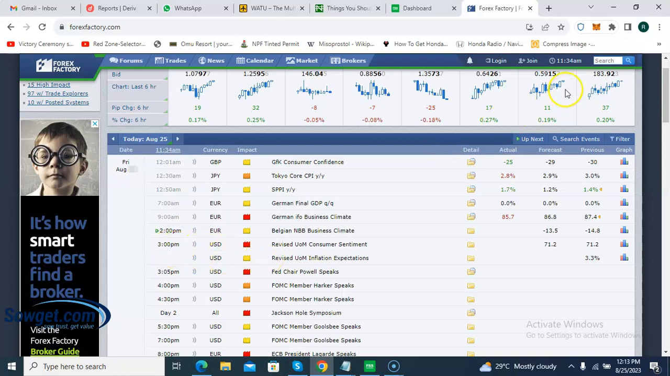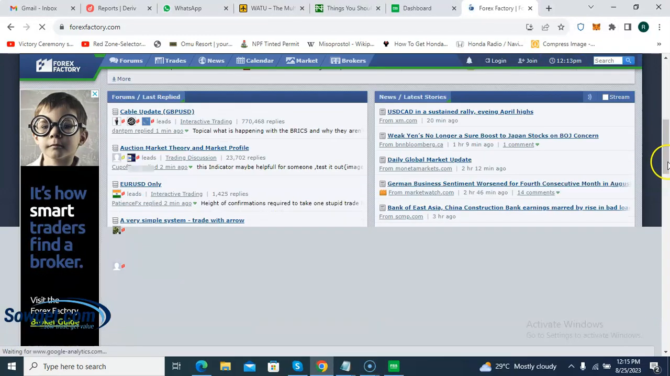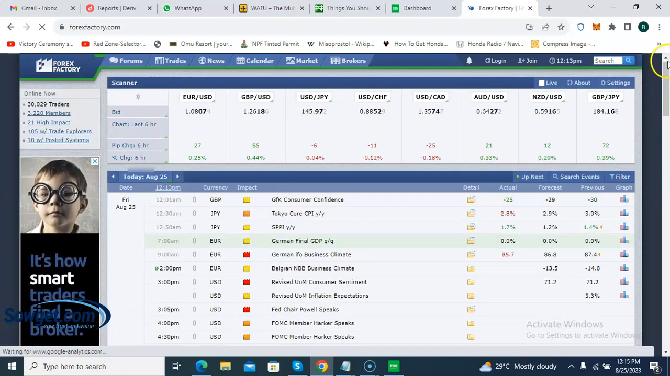So you want to adjust your Forex Factory to the time. If you click on the time on your Forex Factory, it's going to synchronize the time to that of your computer system. So if I just reload my Forex Factory here, you want to make sure you refresh your Forex Factory, and then the time is well synchronized to the time of your system or your location.